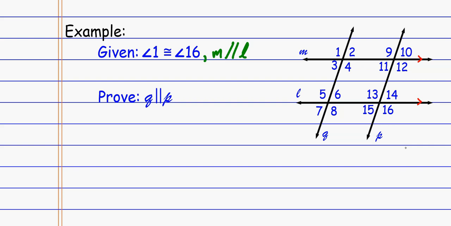Or like the little box that tells you we have a right angle, okay? We can give things based on the symbols in the picture. So just be aware of that. Now we're ready to start this proof, okay? So we're going to do our statements and our reasons.